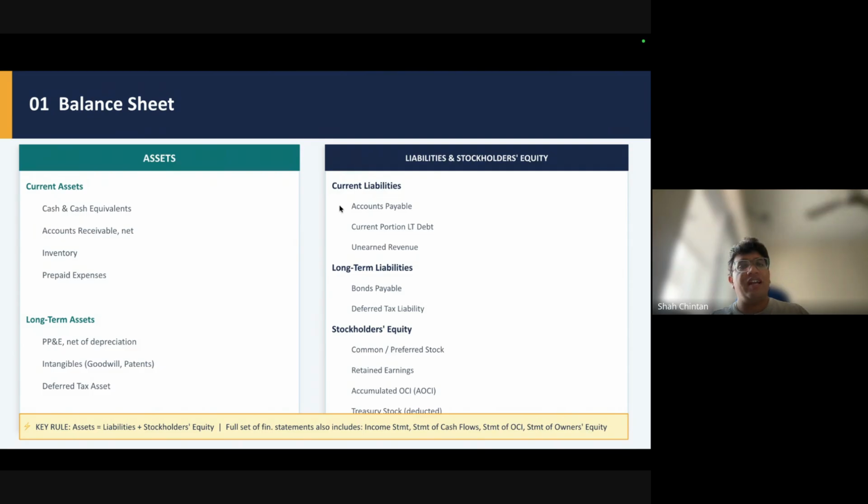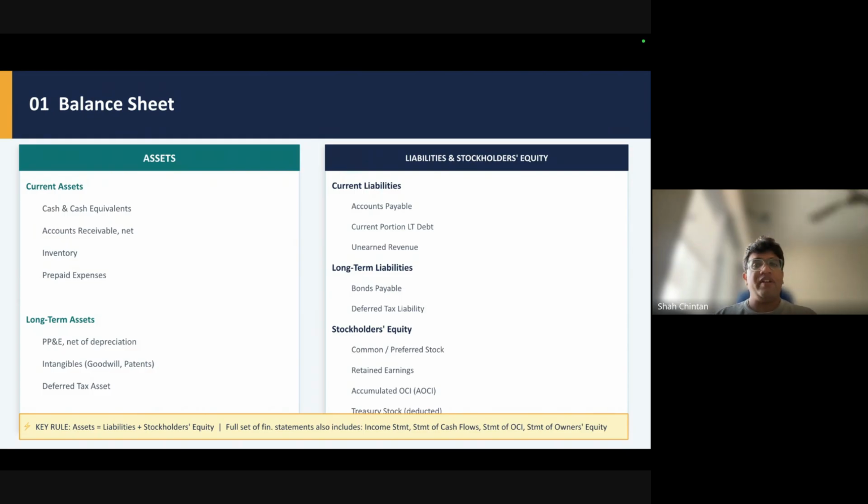And going towards the liability, again, you start first with your current liabilities followed by the long-term liabilities. So current liabilities, a few common examples are your trade payables, where you have incurred the expenses but have not paid out. Current portion of long-term debt. This is really interesting.